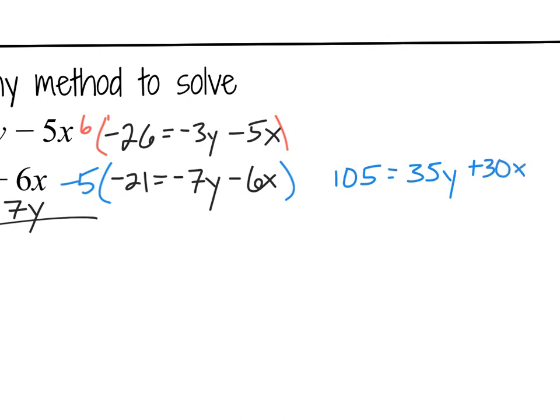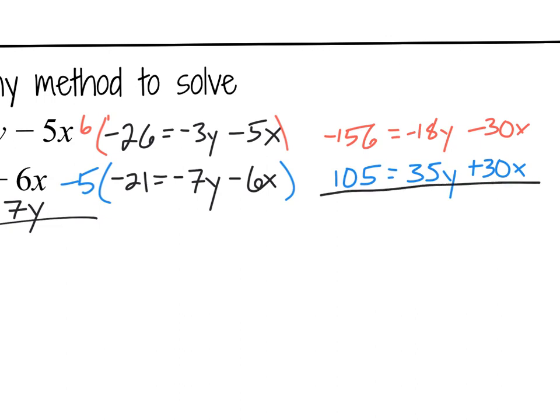Then multiplying by 6, we're going to wind up with a negative, and let's see, 6 times 20 is 120. 6 times 6 is 36. 120 plus 36 is 156. So we have a negative 156, and that will be equal to a negative 18y and a negative 30x.